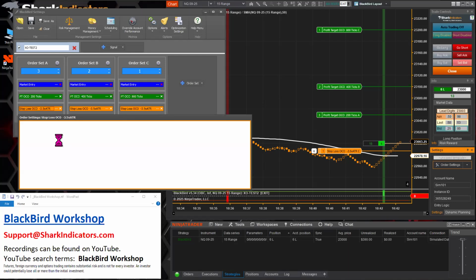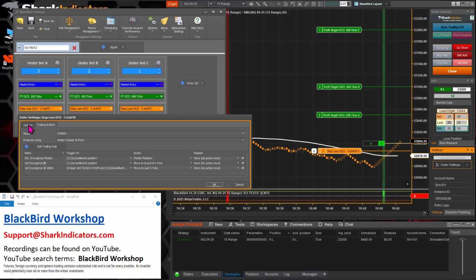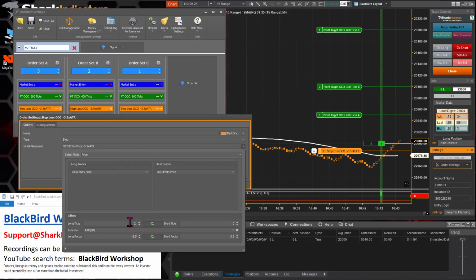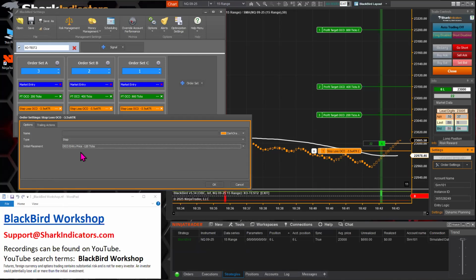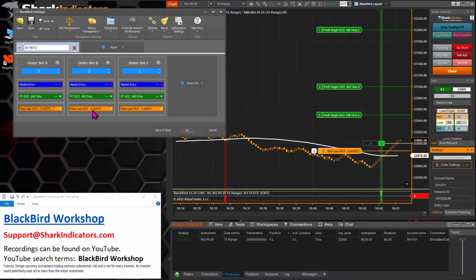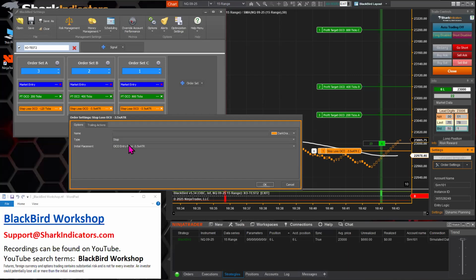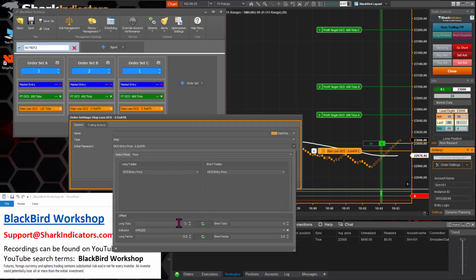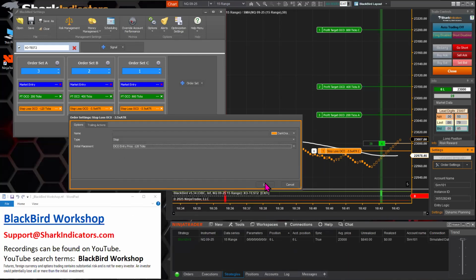All right, let's go in and go to the options tab here. Open up the initial placement and there we go. Put in negative 120 ticks and we're going to delete the ATR. There we go. All right, 120 ticks. Open up this one. Go into the initial placement. All right, put in a negative 120. Delete the ATR from there. All right, there we go.